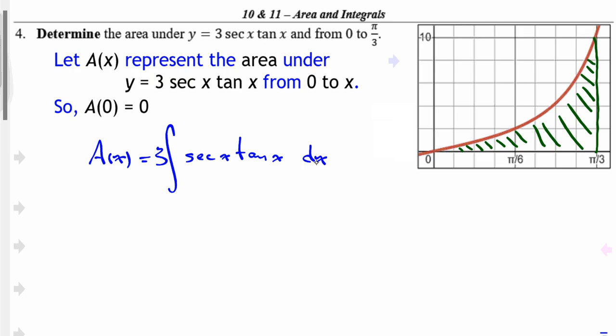Secant x tan x is the derivative of what? Yeah, this one's not on the formula sheet. Oh, maybe it is there. What's it equal to? Secant x plus c. Figure out the c value.